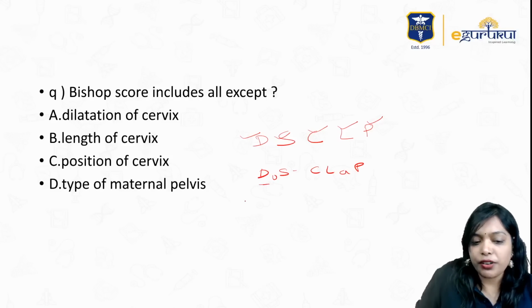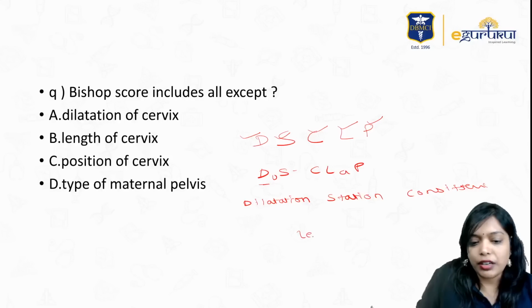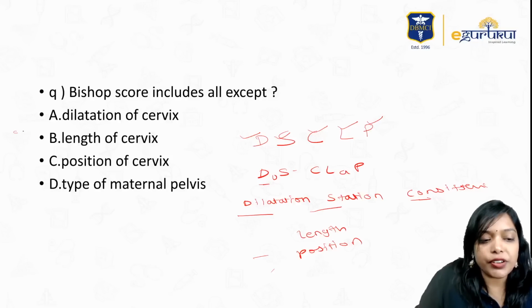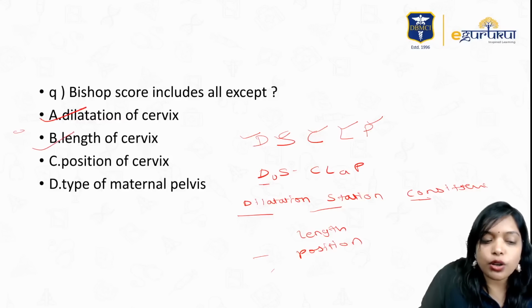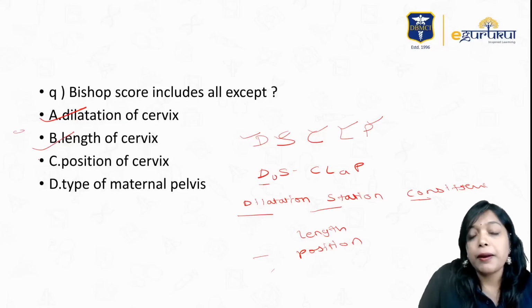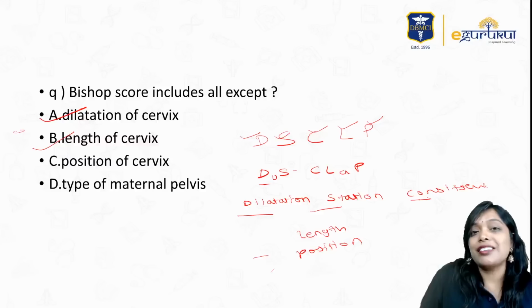So D stands for dilatation of the cervix. S stands for station of the fetal head. C stands for consistency of the cervix. L stands for length of the cervix. P stands for position of the cervix. So you can remember it as DUS CLAP. Okay. So dilatation of the cervix is included in the Bishop score. Length is also included. In the olden Bishop score, length used to be called effacement. But now in the modified Bishop score, effacement is called length of the cervix.